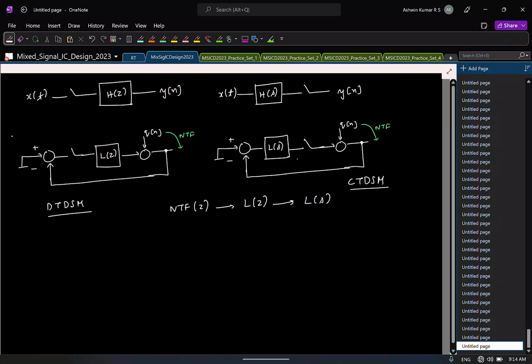Before getting into details of how this is beneficial, let me just mention this. In a discrete time case, how did the loop filter look like?